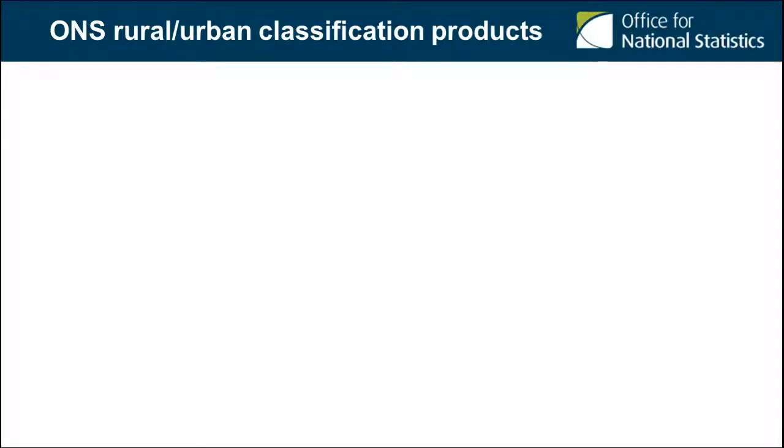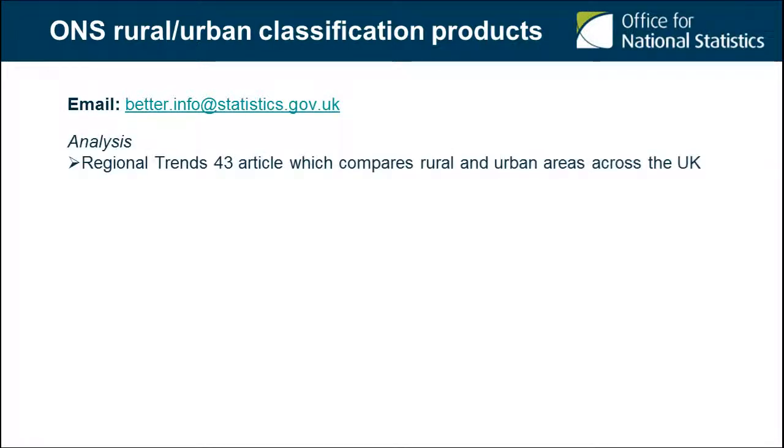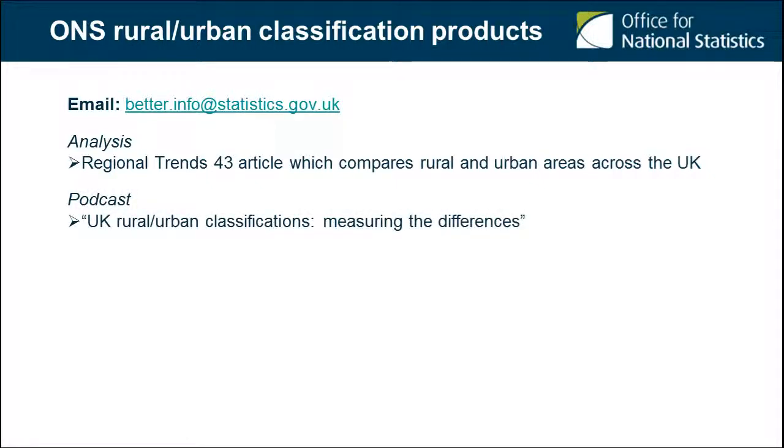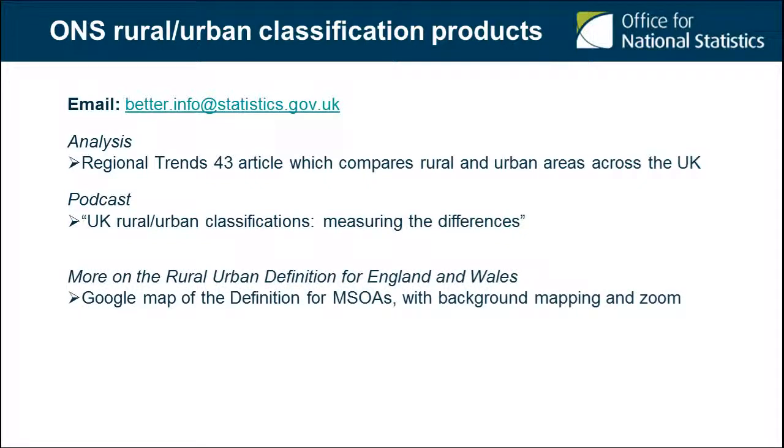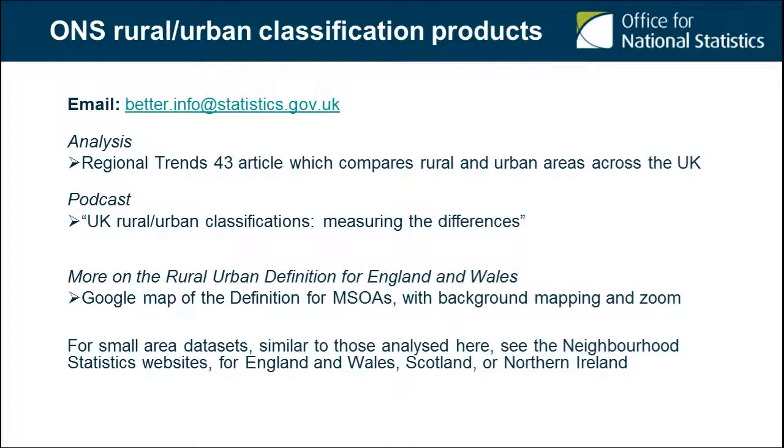For more information, email better.info@statistics.gov.uk. More analysis can be found in the Regional Trends article with the link in the description of this podcast. There is also another podcast explaining the rural and urban statistics. Also, a Google map using the definition for areas across the UK is available at the link in the description of this podcast. Other products that can be used alongside rural and urban classifications can be found from the Neighbourhood Statistics website for each country.